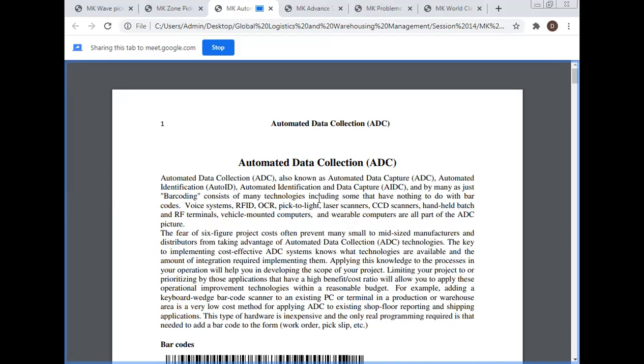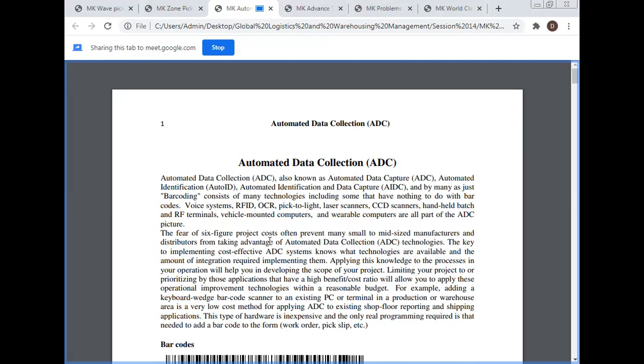Barcoding consists of many technologies, including some that have nothing to do with the barcodes. Voice system is there, RFID is there, OCR is there, pick to light is there, laser scanner is there, CCD scanner is there, handheld batch and RF terminal is there, vehicle mounted computers are there, wearable computers are there. All are part of the automated data collection, and about all the equipments named here, you will study here.